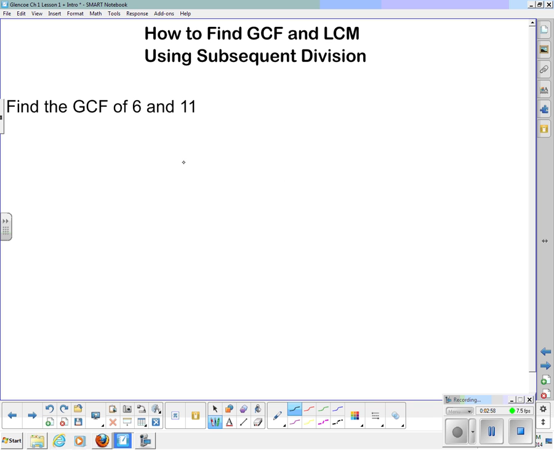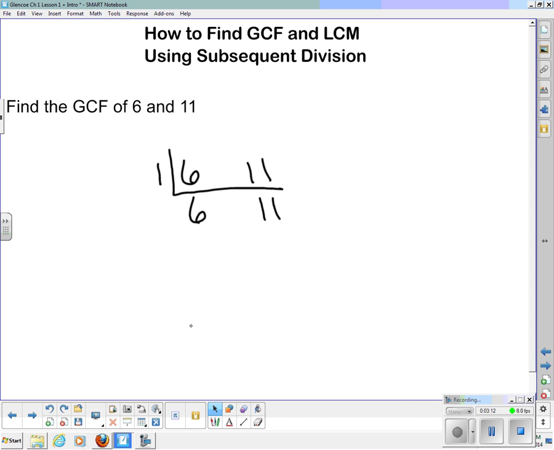Now this one's a little bit different. 6 and 11. Well, 6 and 11 don't really share any other factors except for what? So I'm going to make the 1 just so you can see it. 6 divided by 1 is 6. 11 divided by 1 is 11. I'm not going to do that again. So your GCF must be 1. And it happens because 1 is a universal factor of every number.